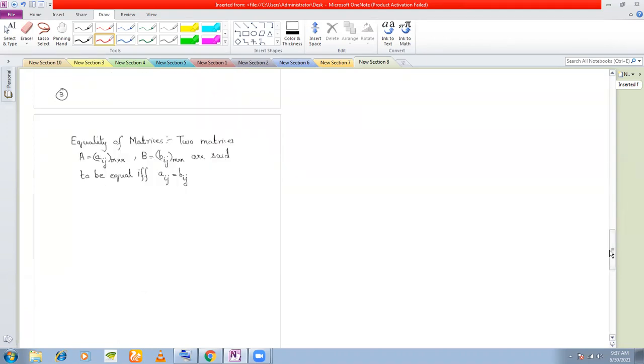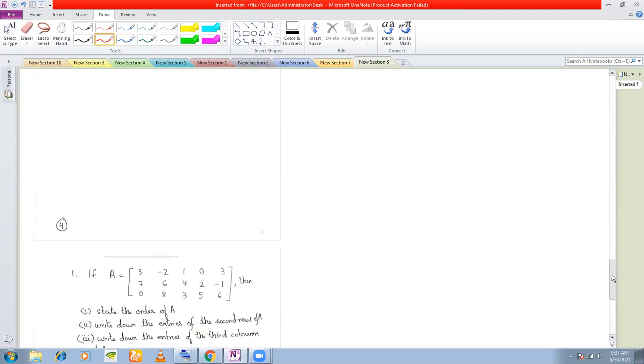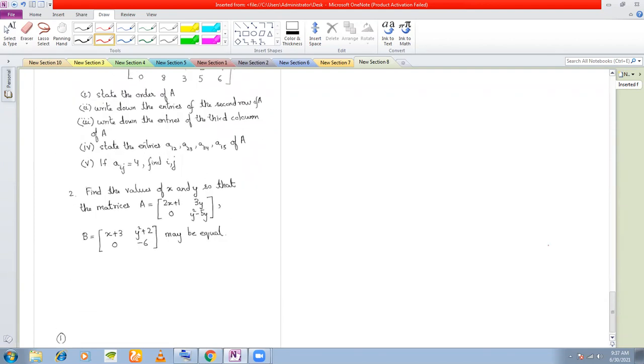Equality of matrices: when are two matrices equal? When the corresponding elements are equal. That is, two matrices Aij of order m by n and Bij of order m by n are equal if the corresponding elements are equal. This is the definition of equality of matrices. Fine. So I'll stop here.